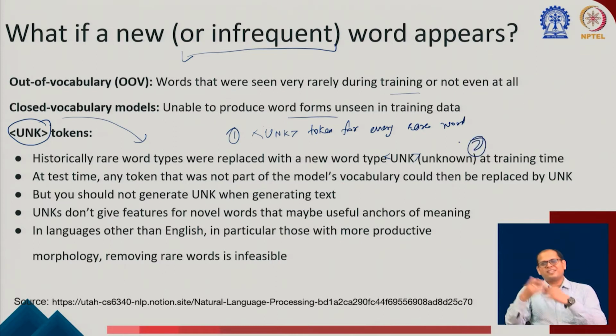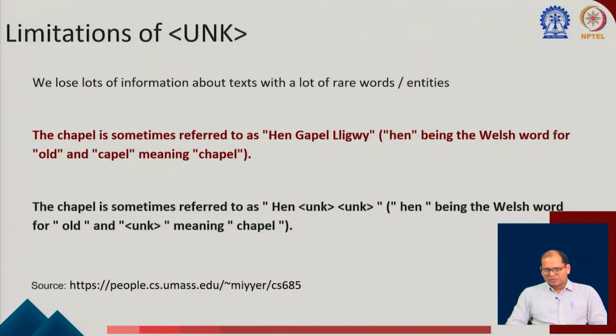Second problem, you cannot generate a new word, right? Can't generate these words. So now how do you avoid this? Here's an example of what will happen with the unknown token. You are given a sentence: chapel is sometimes referred to as hen, gapple, ligvi, and so on.